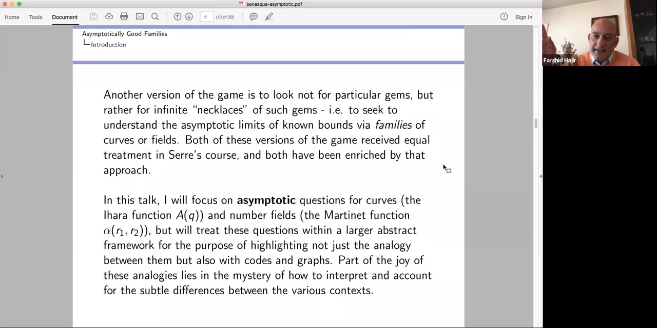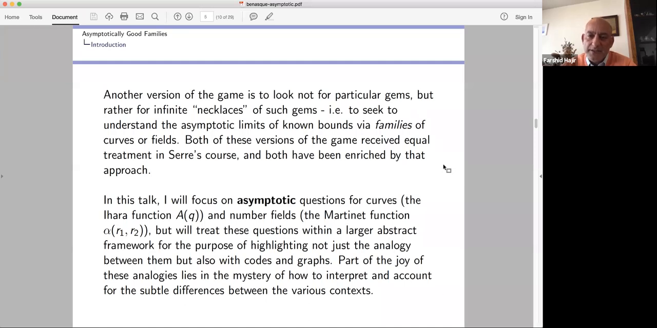So that's one version of the game: pick a genus and pick a finite field and look for a curve with lots of points, or find a specific number field of small discriminant given its signature. Another version of the game, you don't look for a particular gem, but you look for a whole infinite family that you hang on a necklace, say. This way you're looking at the asymptotics of families of curves.